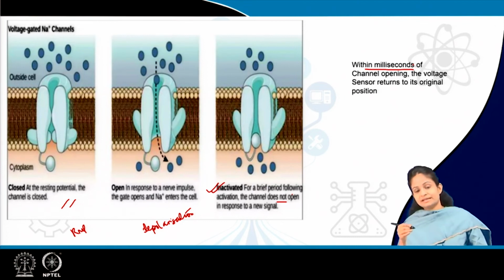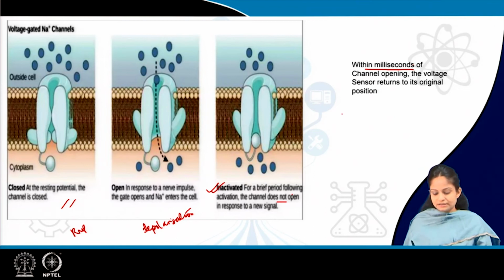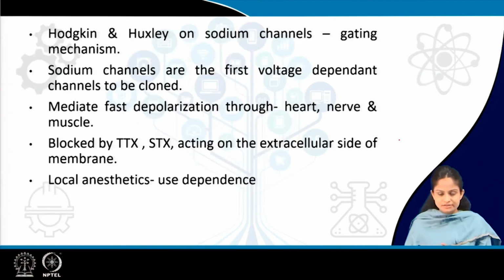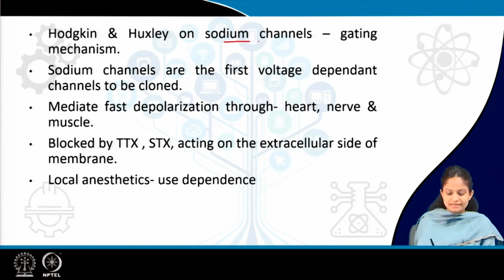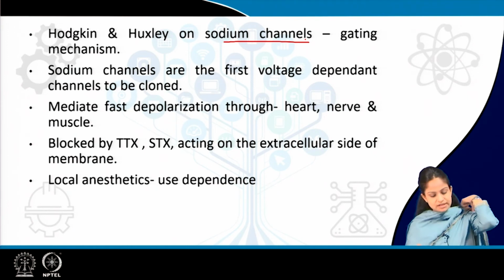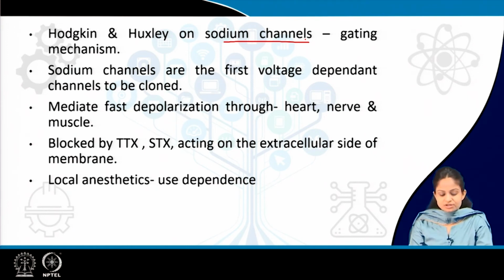This inactivation occurs within a few milliseconds, because the sodium channels are very fast, as has been described in the previous lecture on membrane potential. The sodium channels are very fast voltage gated channels. So, that is why the inactivation also occurs very rapidly. The more rapidly it opens, the more rapidly it gets closed. Hodgkin and Huxley are the two scientists who worked on the gating mechanism of the sodium channels. The sodium channels are the first voltage gated channels to be cloned.